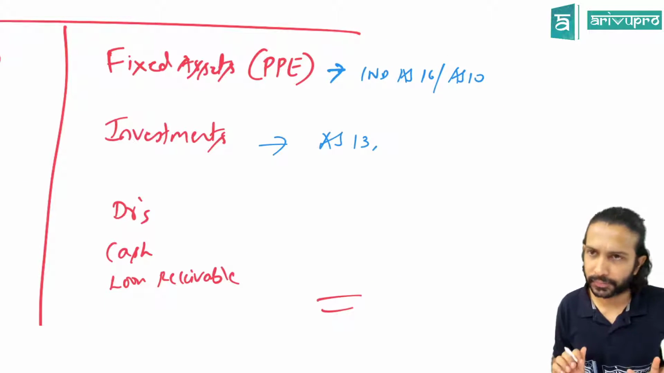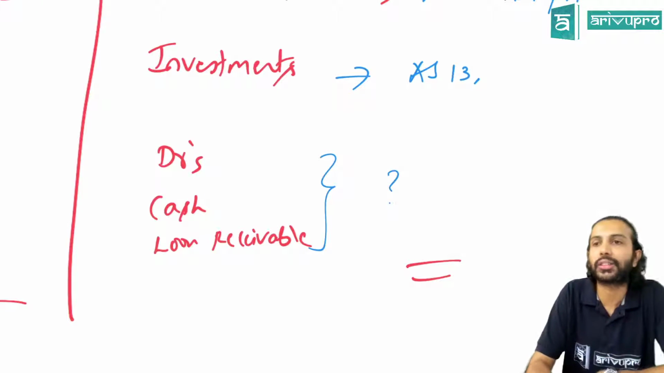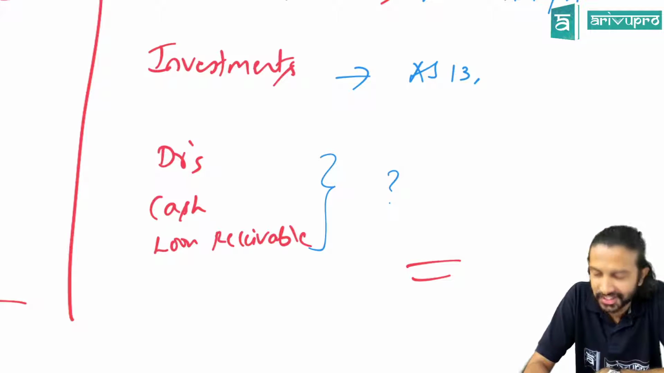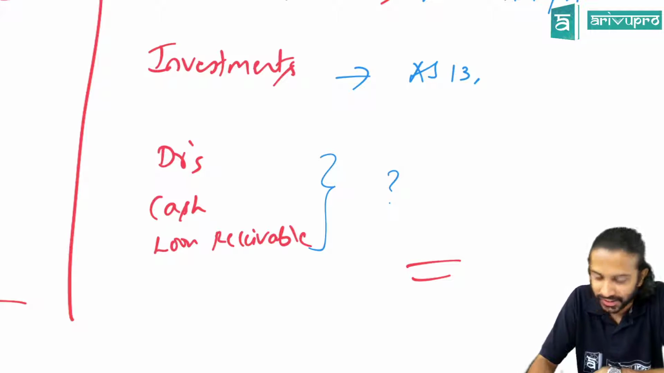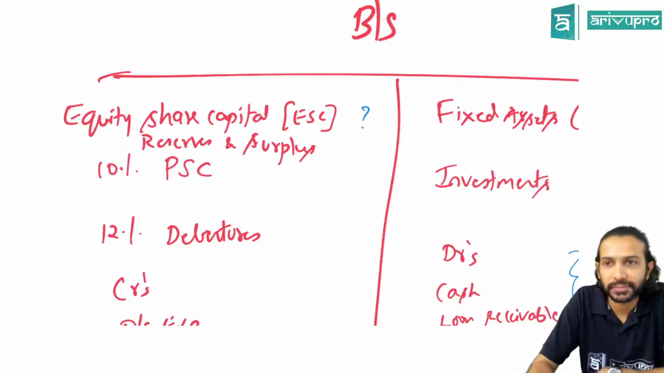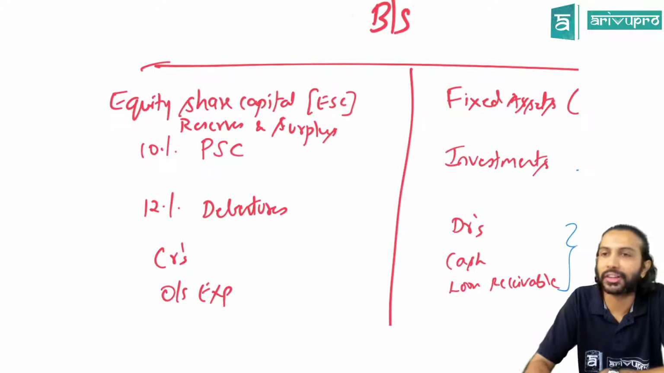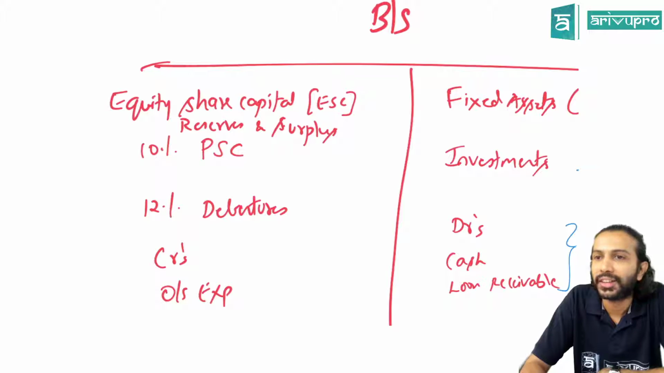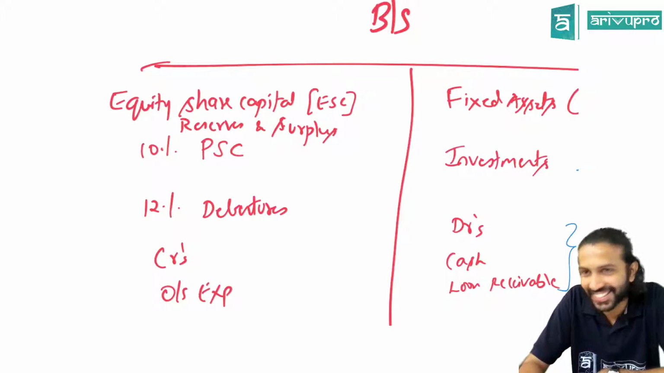Are you with me? Do we have any standard for debtors, cash, loan receivable? Is there any standard which talks about how they should be measured? No, missing. How about equity share capital? Do we have any standard specifically which talks about equity share capital? How it should be recognized? First time when you issue equity shares, how it should be measured? At every balance sheet, how it should be measured?